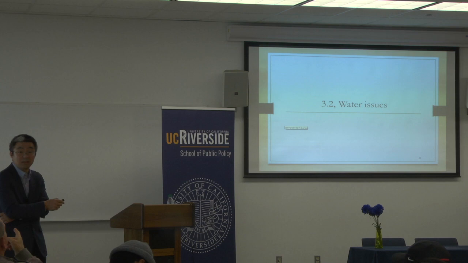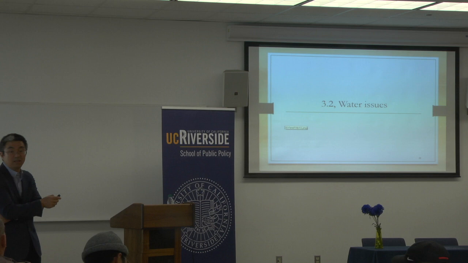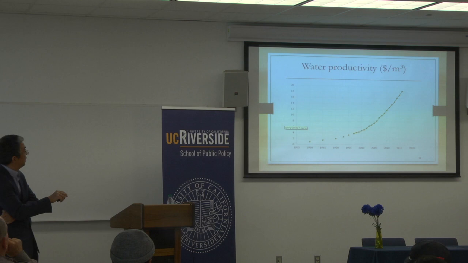What is the difference between the graph with water per GDP and this one? How do you measure productivity? Actually, it's another measure. It's the contribution of a cubic meter of water to the GDP.